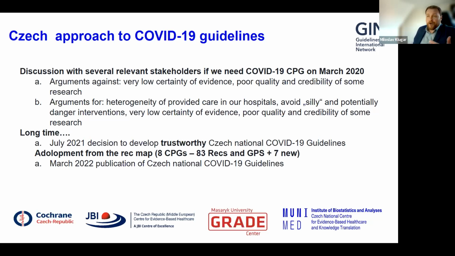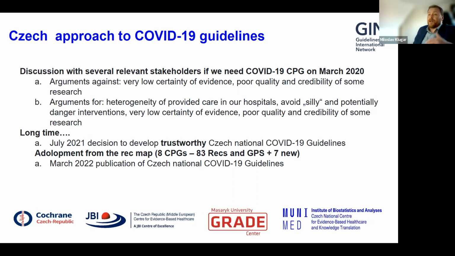Of course, the arguments for, which are sound, are the heterogeneity of provided care in our hospitals. Unfortunately, we've seen many not very good examples. So a guideline can avoid silly and potentially dangerous interventions, which unfortunately happened in some of our settings. And of course, very low certainty of evidence and poor quality and credibility of some of the research. However, robust guideline development can actually help to distinguish high quality research from low quality research and inform the guidelines and recommendations.